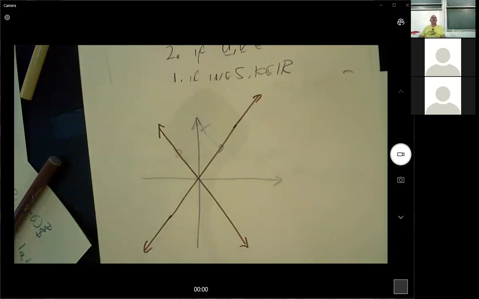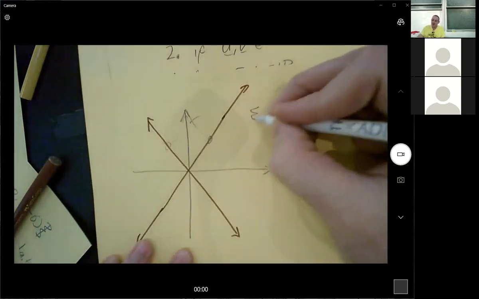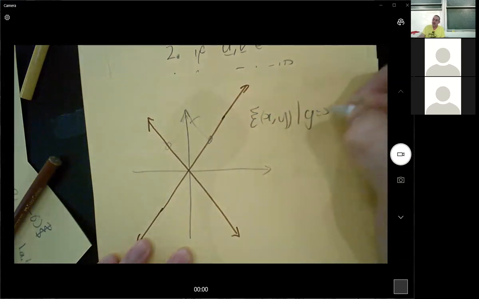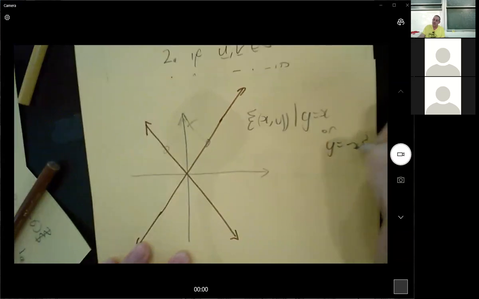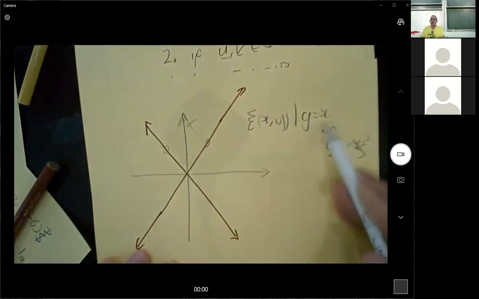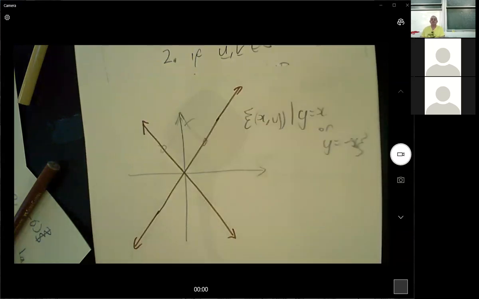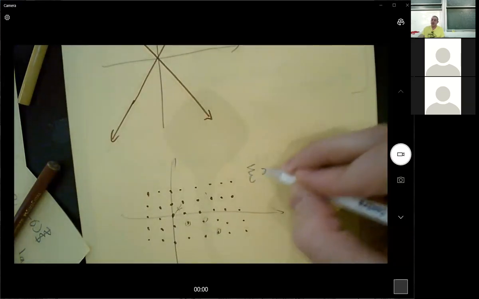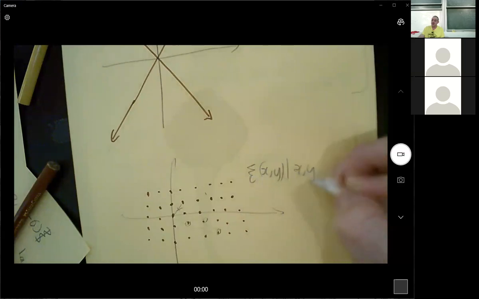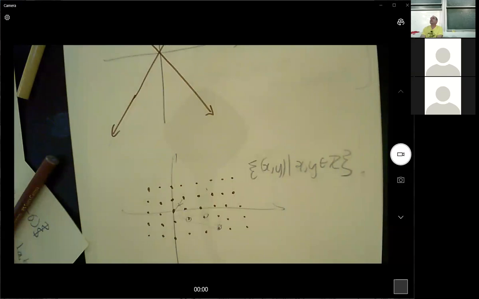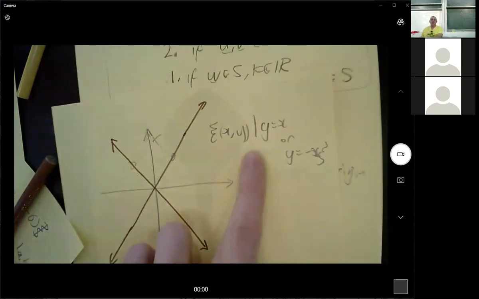Yes! If you would like to know how to write this set down, this is the set of points x, y, such that y equals x, or y equals minus x. You just have to use the word or. It's a perfectly good condition. Whereas this one is the set x, y, such that x and y are both in Z. X, y, such that y is equal to x, or y is equal to minus x.